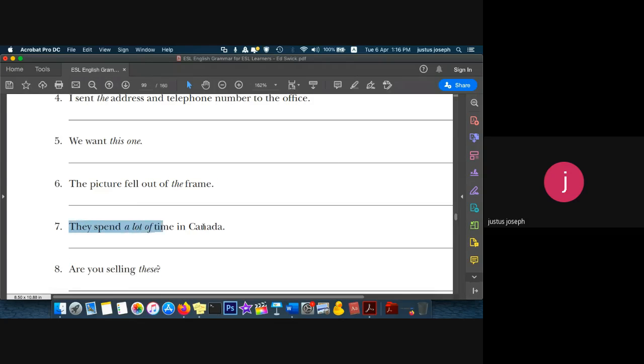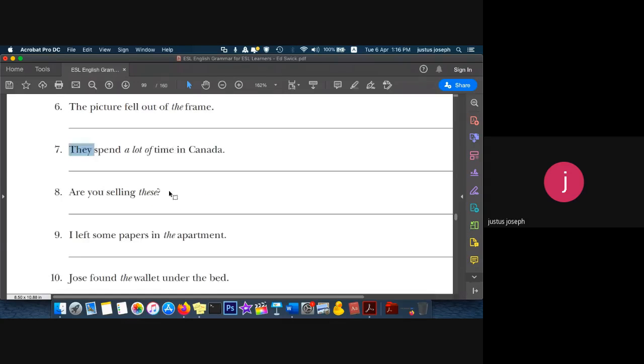They spend a lot of time in Canada. They spend... change this and make it into a possessive. Yes, possessive. There. They spend their time in Canada.